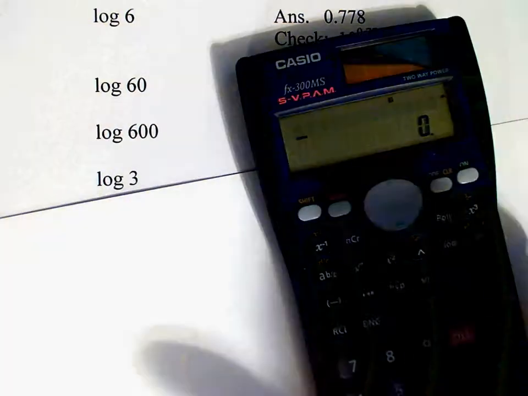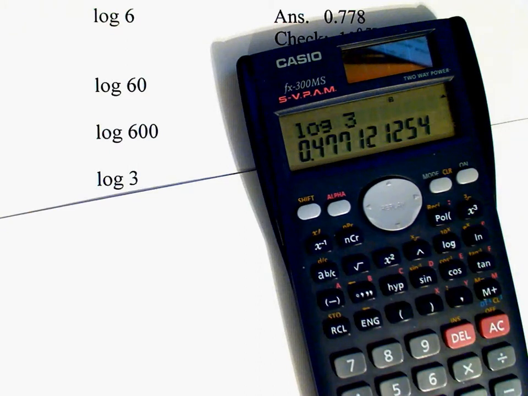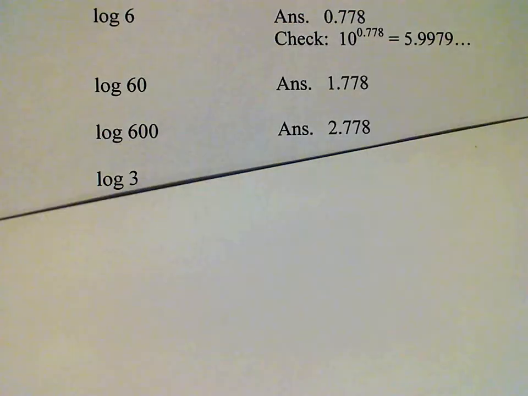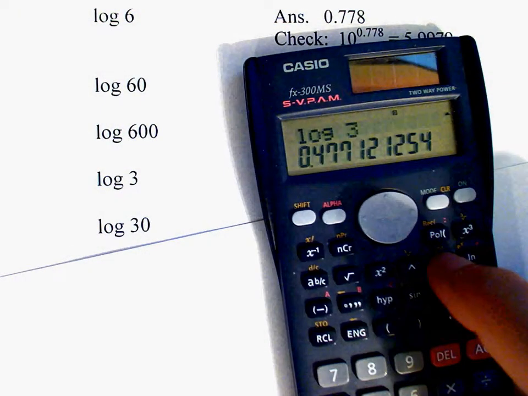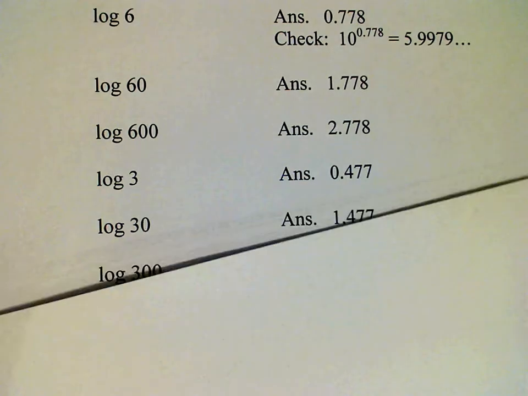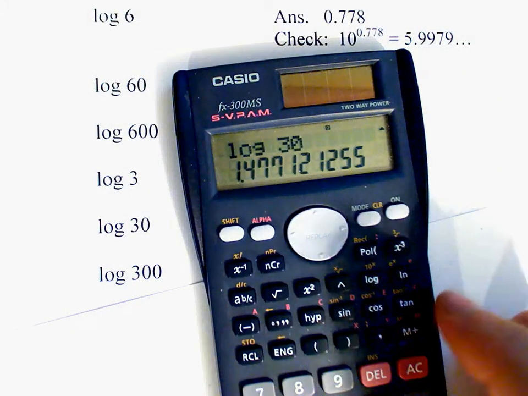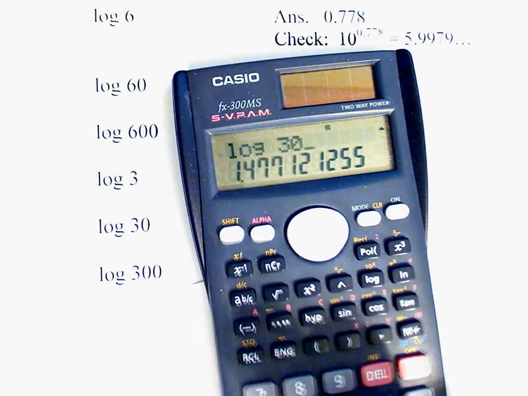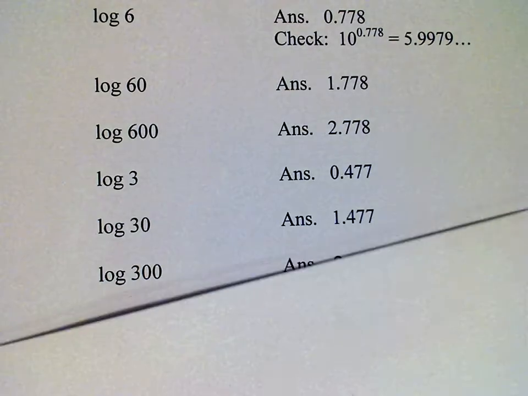And let's try a different one. Log 3. 0.477. Log 30. 1.477. Log 300. 2.477. What do you think log 3,000 is going to be?